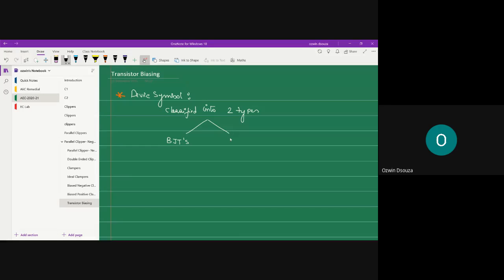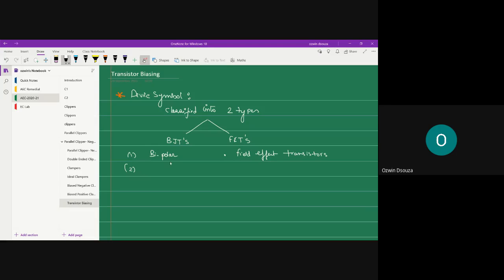BJTs and FETs. So BJTs are bipolar junction transistors, and FETs are field effect transistors. So what I will do, side by side, let me list out the differences between the two, BJTs and FETs.